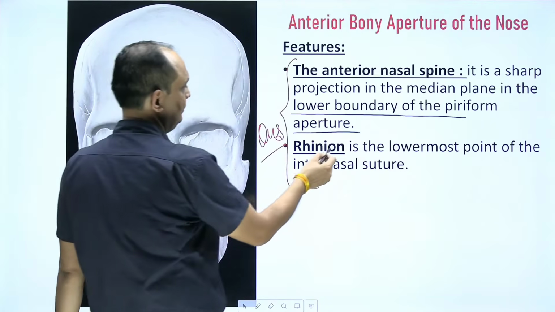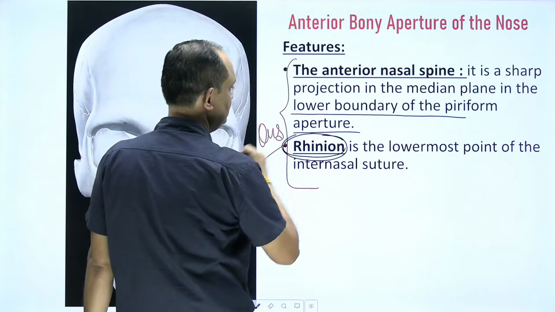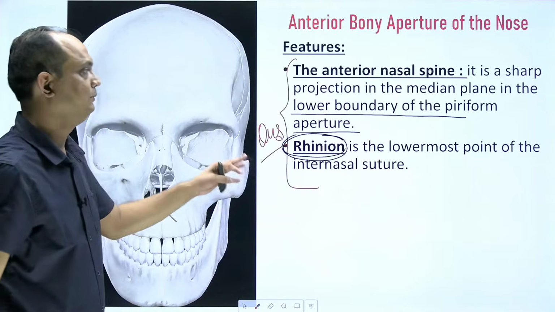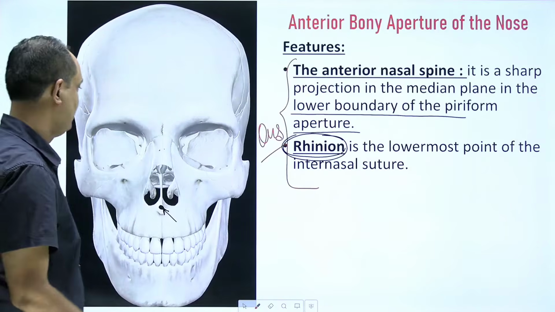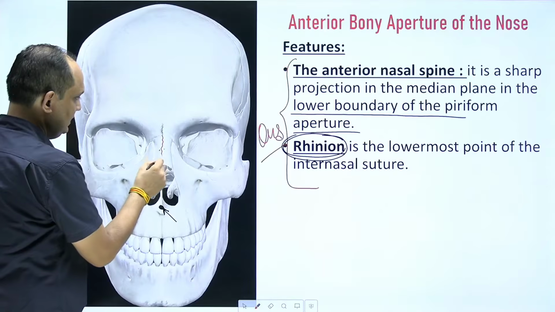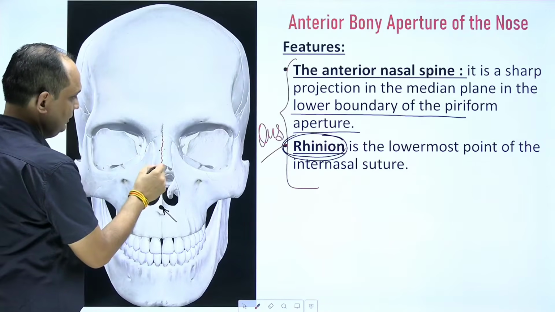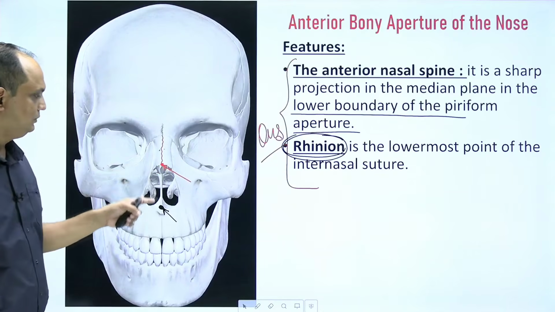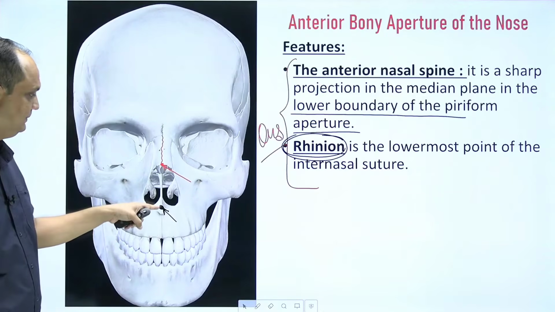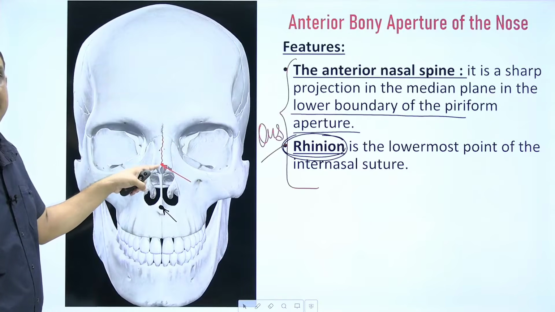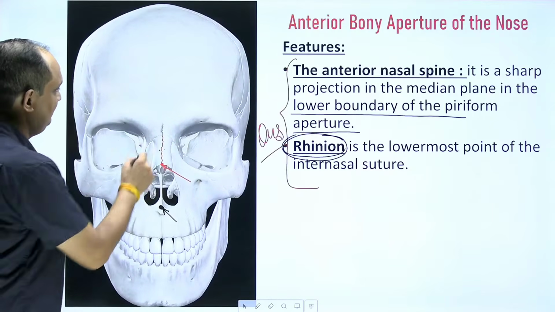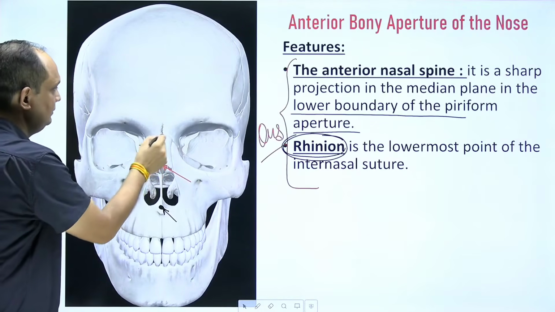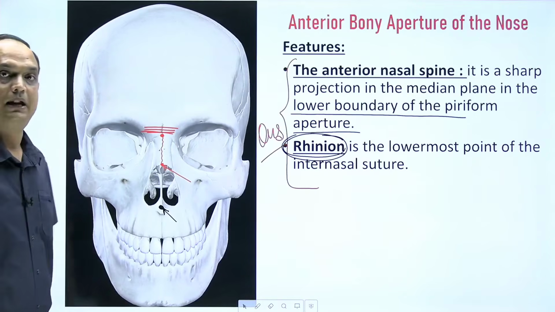Then where is rhinion? Now, what is rhinion? Rhinion is different from the anterior nasal spine. Rhinion is defined as the lowermost point of the internasal suture. So, this is your internasal suture, and this lowermost point of the internasal suture is known as rhinion. Clear? So, there are two different points. The anterior nasal spine is here, the rhinion is here. Clear? The midline point in the upper part of the internasal suture is known as nasion, this is known as rhinion, and this area is known as glabella.